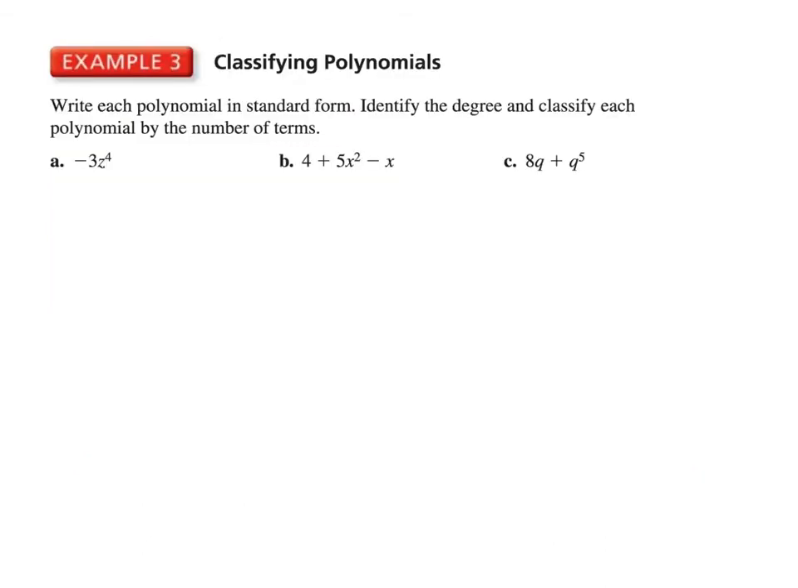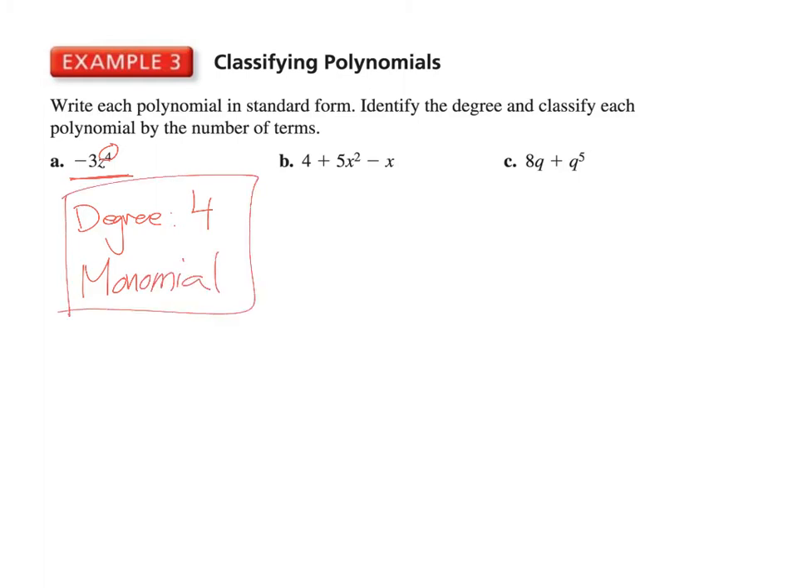All right, example 3, write each polynomial in standard form, identify the degree, and classify each polynomial by the number of terms. Here there's nothing I could do with it. There's no reordering that needs to take place. The degree is 4. And classify each polynomial by the number of terms. There's only one term here, so it's a monomial. All right, done with that.